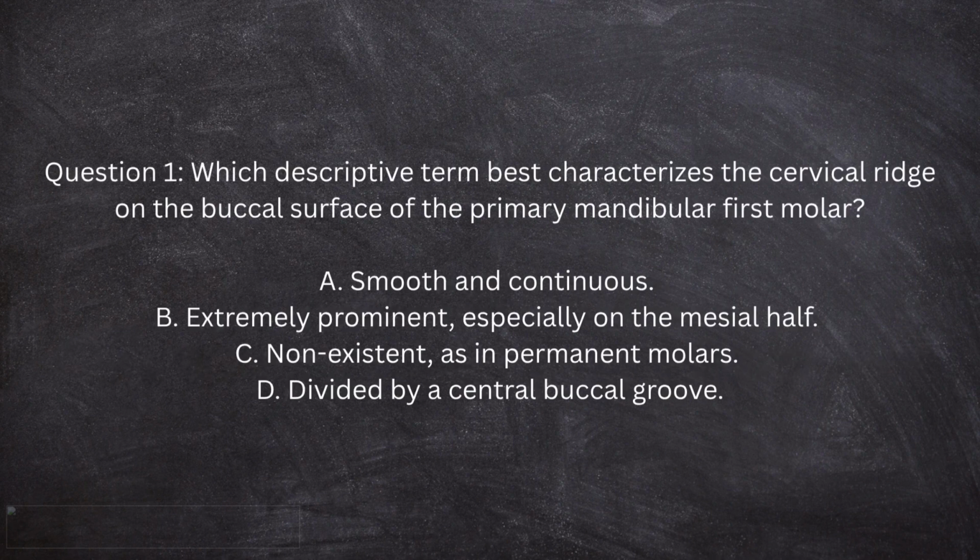Question 1. Which descriptive term best characterizes the cervical ridge on the buccal surface of the primary mandibular first molar? A. Smooth and continuous. B. Extremely prominent, especially on the mesial half. C. Non-existent, as in permanent molars. D. Divided by a central buccal groove.